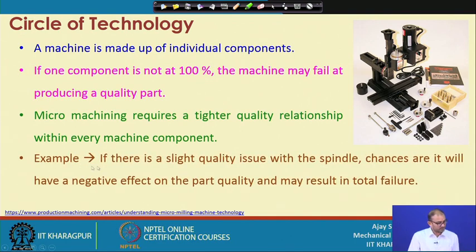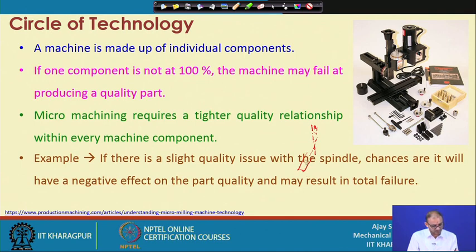Right. So, now this is the example that we have discussed here, that if there is a slight quality issue with the spindle, quality issue in the sense that it is either not rotating exactly as per the RPM, or it is not aligned exactly at the center. So, you consider the center of the z axis, and this is the axis of your spindle. Then this is the angle theta, that means you are not exactly matching this part.